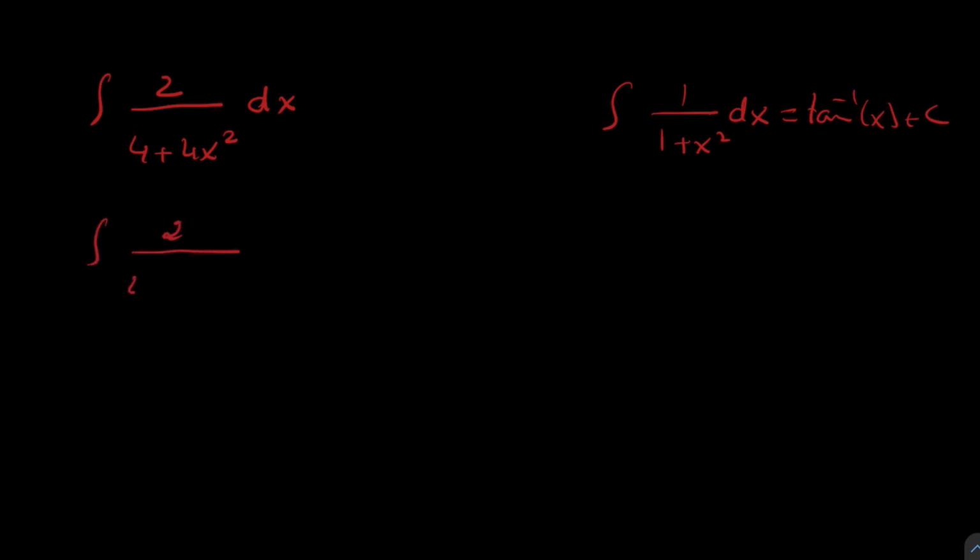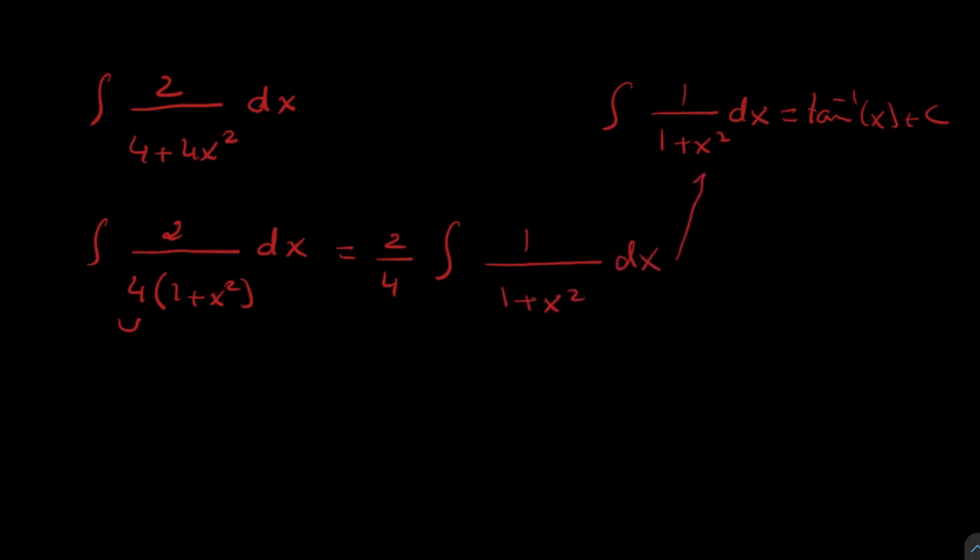over, let's say 4 common factor, 1 plus x squared dx. We took 4 as a common factor from 4 and 4x squared. So then we can take 2 over 4 outside the integral. It becomes 2 over 4 integral of 1 over 1 plus x squared dx.